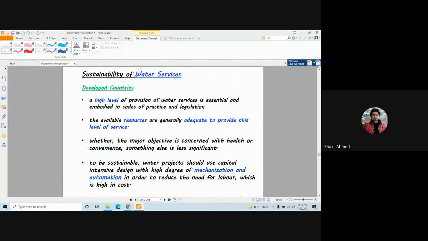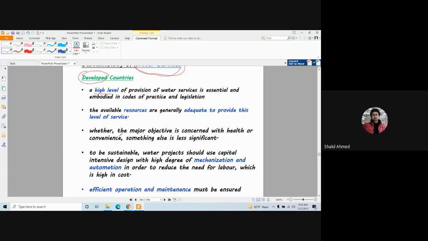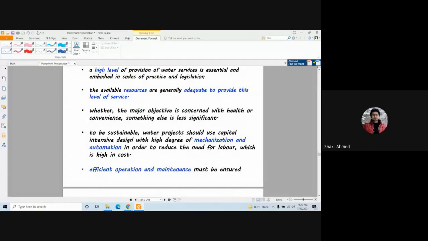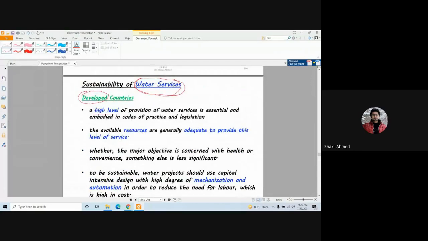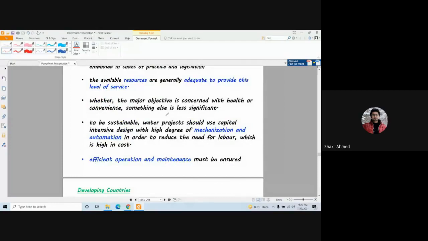Now, sustainability of water service. Water service means fresh water supply. Developed country, guys. In developed countries, people have higher income, so a high level of service is required. Am I right? Yes, sir. That means when you require a high level of service, luxury, then it needs more mechanization and automation, in order to reduce the need for labor, right?